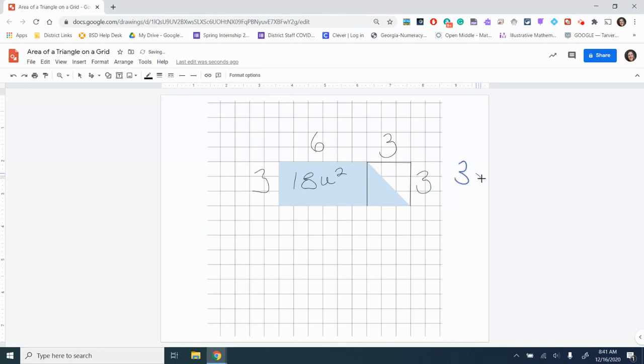3 times 3 equals 9. And that's 9 units squared in this case. And because we're looking at half the area, we're going to take 9 units squared and divide that by 2. And 9 units squared divided by 2 is 4.5 units squared. So the area of this triangle is 4.5 units squared.